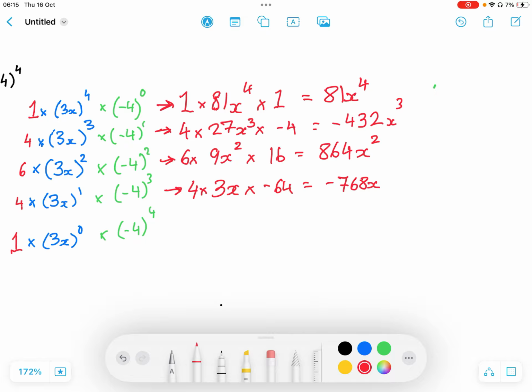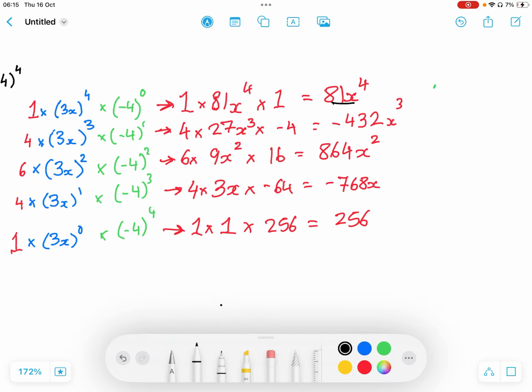And then finally, my last one. 1 times 3x to the power of 0. Anything to the power of 0 is just 1. Multiplied by negative 4 to the power of 4. Okay, well, negative 4 times negative 4 is 16. Times negative 4 is negative 64. Times negative 4 again is positive 256. So it's just 256. Again, there's no value of x here because 3x to the power of 0 is just 1. And we've done it.